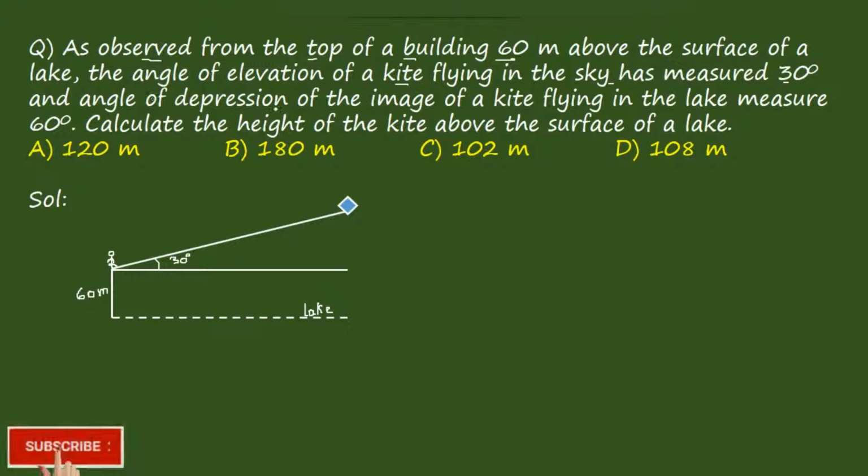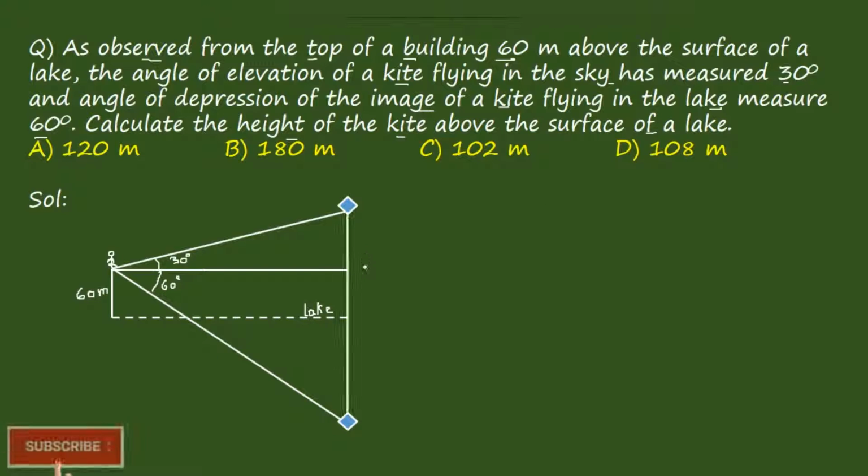The angle of depression of the image of the kite. There would be an image of the kite inside the lake, right? And it is forming an angle of depression of 60 degrees. Calculate the height of the kite above the surface of the lake.